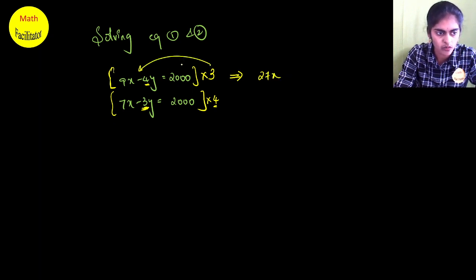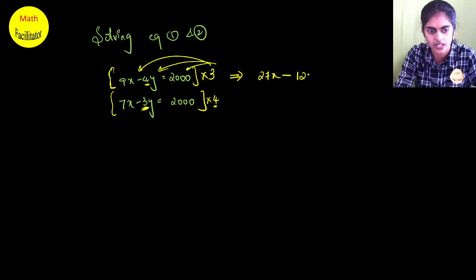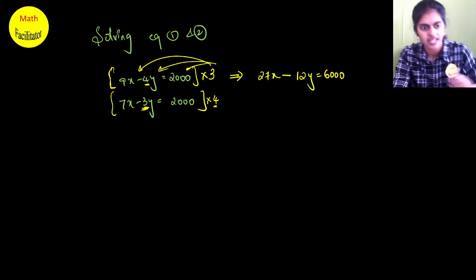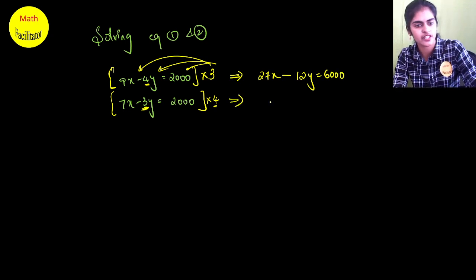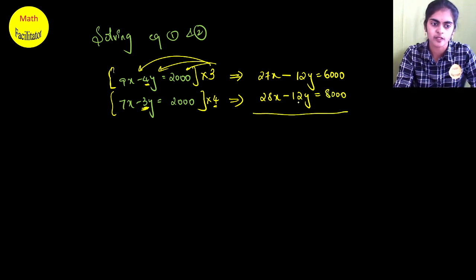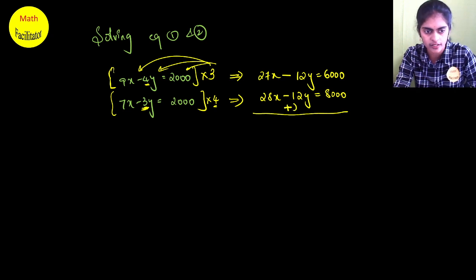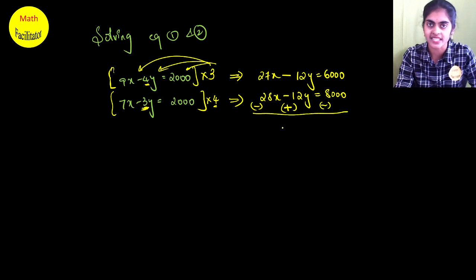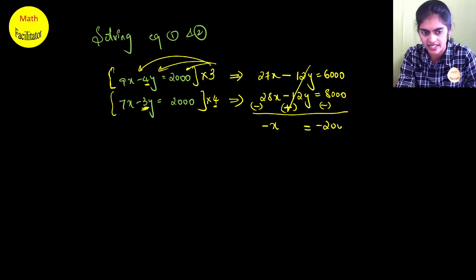So this gives you 3 nines are 27x. So 3 is multiplied over the whole equation. So 3 nines are 27x minus 3 fours are 12y is equal to 6000. And secondly, in the second equation, you get 4 sevens are 28x minus 4 threes are 12y is equal to 8000. So now the 12y coefficients are the same. So in order to cancel y, I need to subtract. So 27x minus 28x is minus x. Minus 12y plus 12y is 0, equal to 6000 minus 8000, which is minus 2000.